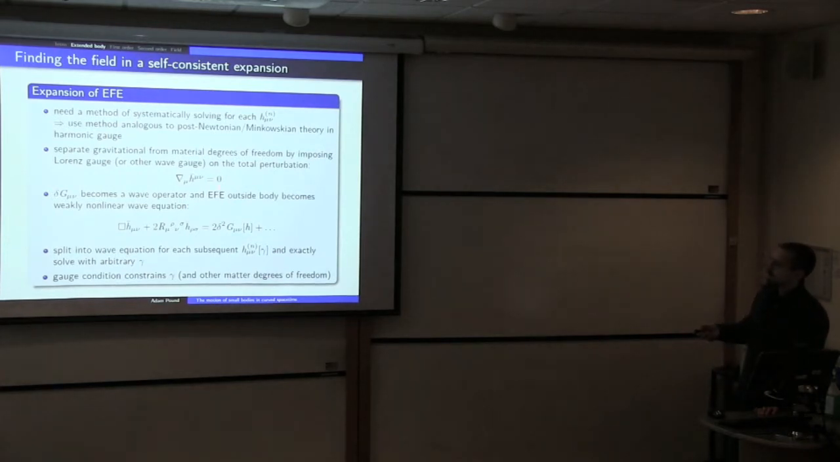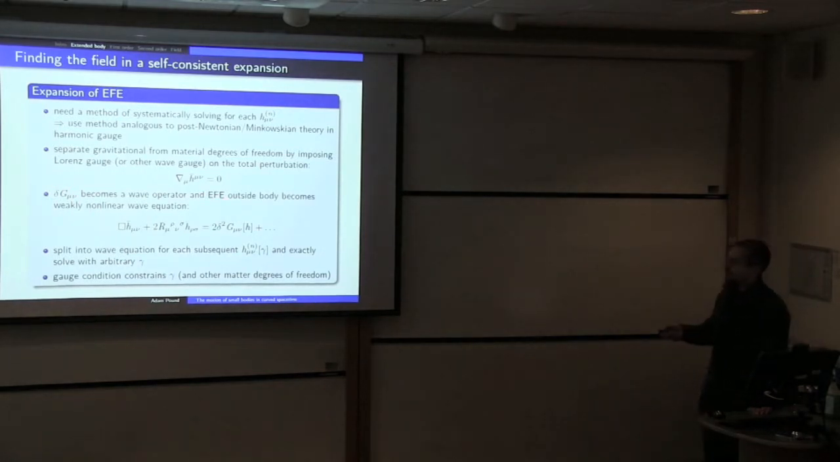So with this condition imposed, the linearized Einstein tensor becomes a wave operator, and the Einstein equation outside of the object becomes a weakly nonlinear wave equation. So I have a hyperbolic operator acting on my metric perturbation equal to nonlinear terms on the right.